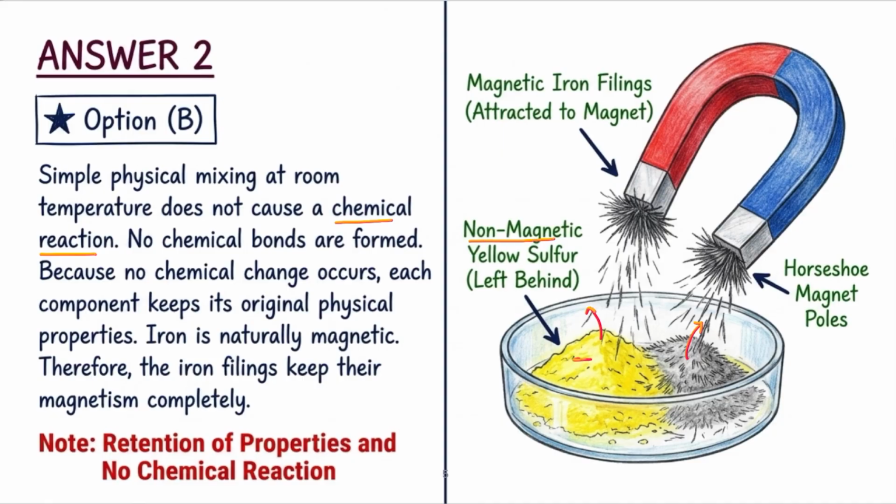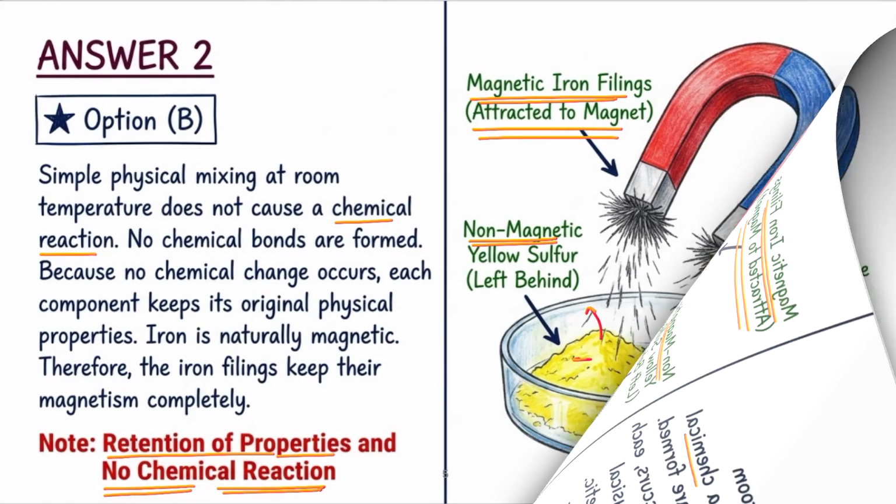Sulfur is non-magnetic, so it will remain non-magnetic. Iron has magnetic property, so it will keep its magnetic property. Meaning each component of the mixture is retaining its property. So in a mixture, what happens? Retention of the property occurs and no chemical reaction occurs.